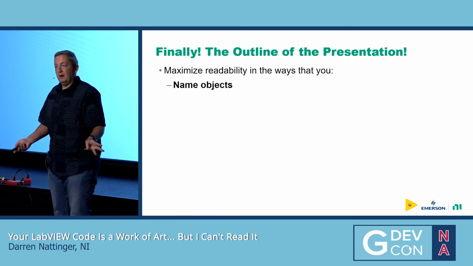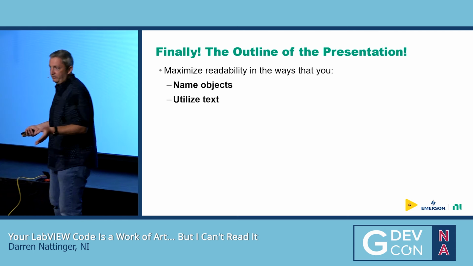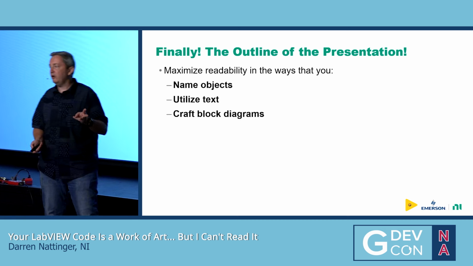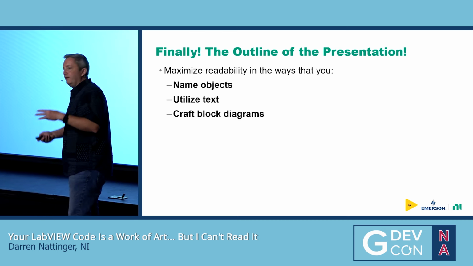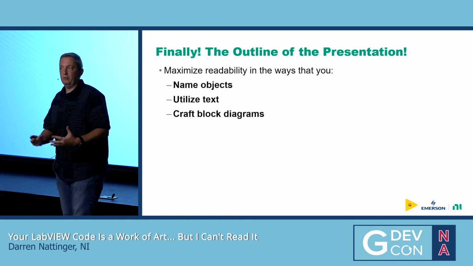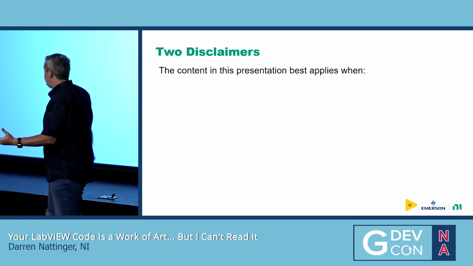The way we name objects, the way we utilize text, and the way we craft our block diagrams. These are the three areas that I'm going to be talking about today that we can take some measured changes in the way that we normally work to increase the readability of our code.